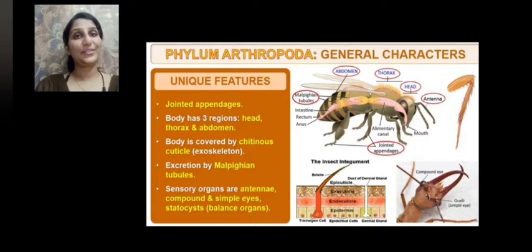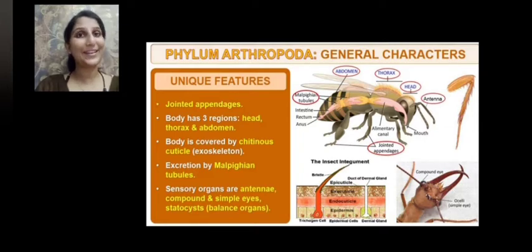Some unique features found in phylum Arthropoda are that they have jointed appendages. Just as I told, they have jointed appendages. And the body is divided into three regions: the head, the thorax region, and the abdominal region. And the body is covered by a chitinous cuticle, and it forms the exoskeleton. And excretion is by means of malpighian tubules. Specialized structures for excretion are called malpighian tubules.